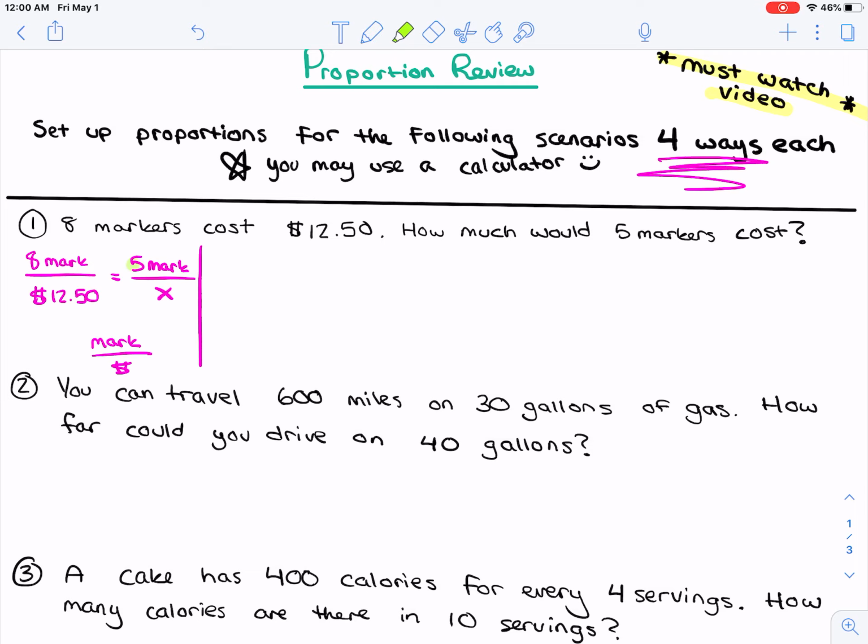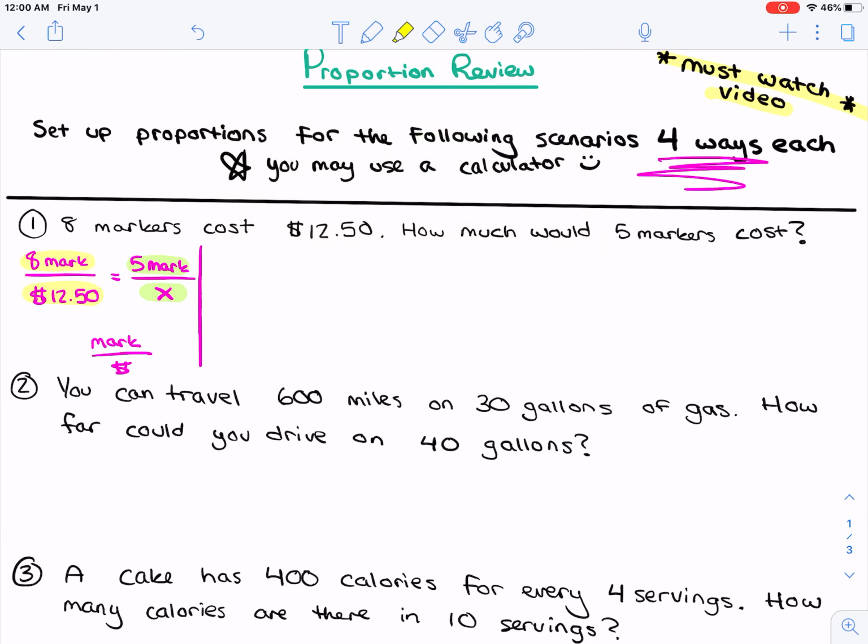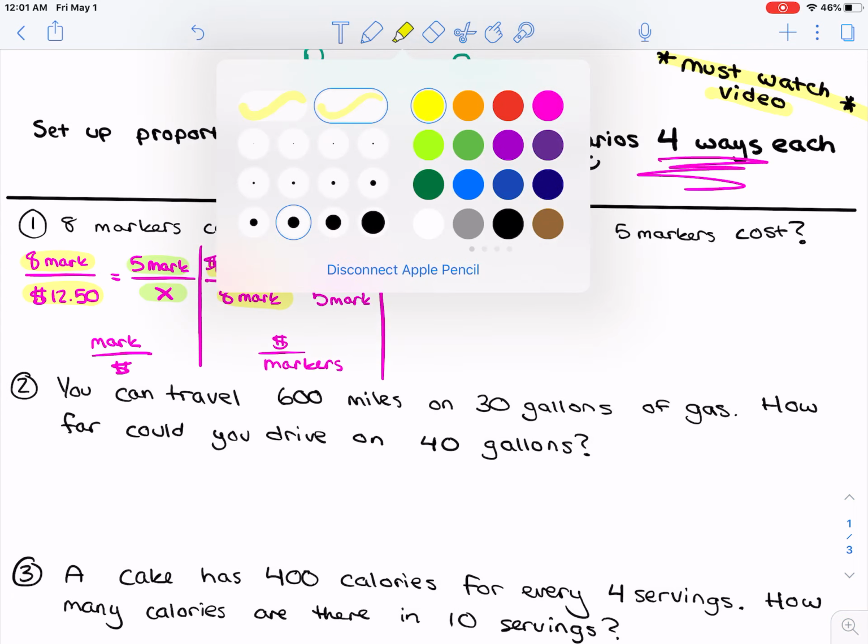And I'll go ahead and color code this. Again, we want to figure out how much that X is, and that's related to our 5 markers, and we know our 8 markers is $12.50. So instead of setting it up this way, instead of having markers over money, we can also do money over markers, and we still would get the same exact answer. So this time I'm going to start with my $12.50 on the top. We know that's going to get us 8 markers. And then over here on the right, again, I have an X for my amount of money for 5 markers. And again, I'll go ahead and color code that as well. We still have our yellows on the left and our greens on the right.